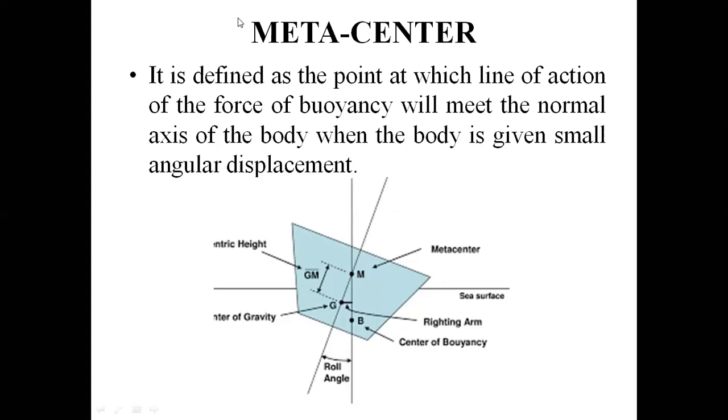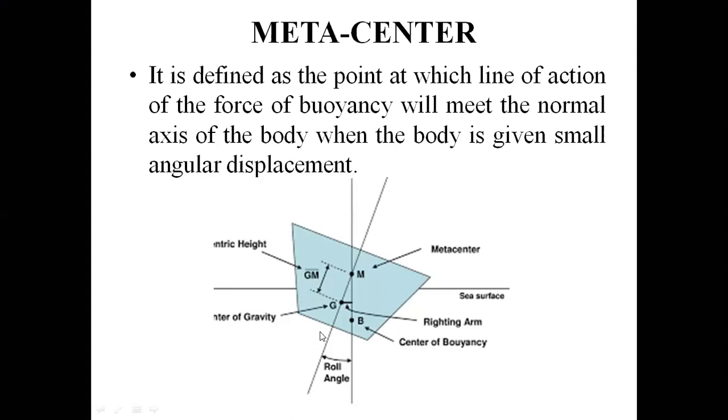Metacenter is a point with respect to an object where the object starts to oscillate when it is given a slight disturbance or a slight oscillation. Or else we can also define this as the point at which the line of action of the force of buoyancy will meet the normal axis of the body when the body is given a small angular displacement.